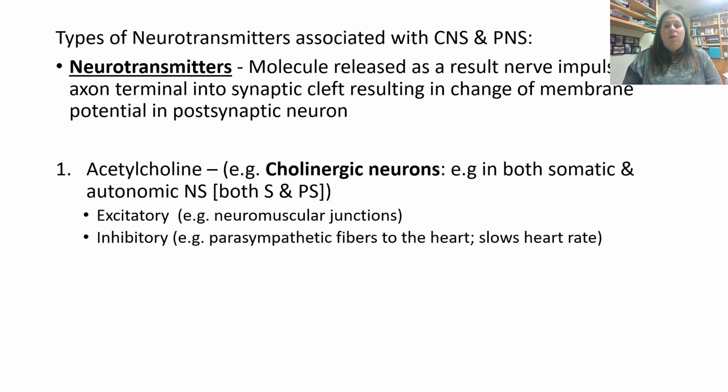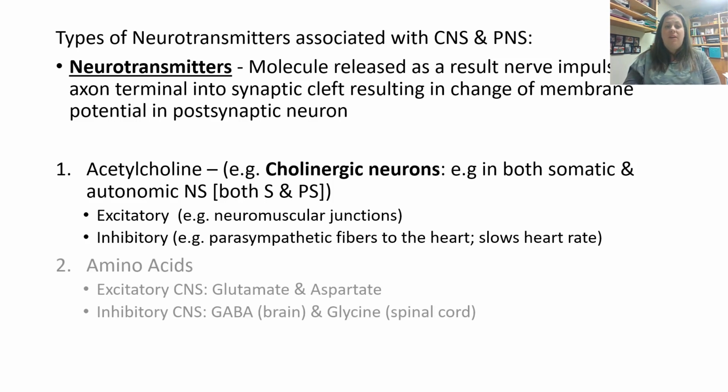One example is acetylcholine. We talked a little bit about acetylcholine back in the muscle chapter. It's going to be released by cholinergic neurons, and this is going to be both in the somatic and the autonomic nervous system. It is excitatory whenever acetylcholine is sent to a skeletal muscle and it causes the skeletal muscle to start contracting, but it is inhibitory if it's sent to the heart muscle, the cardiac muscle. This actually causes your heart rate to slow down.